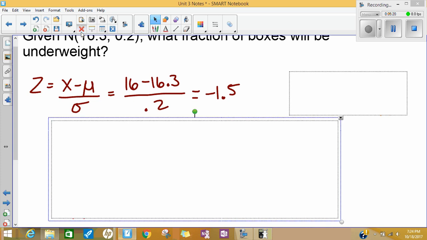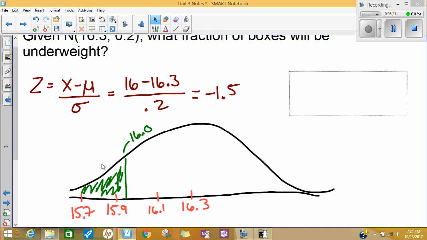We should sketch a picture here, and you can see that my pictures are not pretty. Just a sketch, something to help you out. 16.3 is our mean. Standard deviation means we go by 0.2, so down to 16.1 is one standard deviation, 15.9, 15.7. And the mark we're looking to hit here of 16 is somewhere above 15.9. It's got a z-score of negative 1.5.